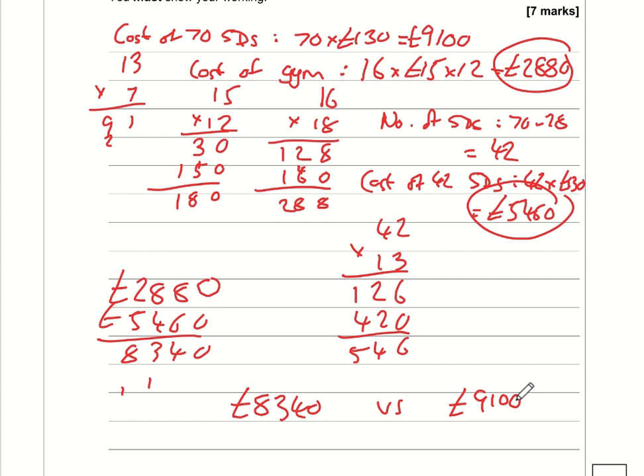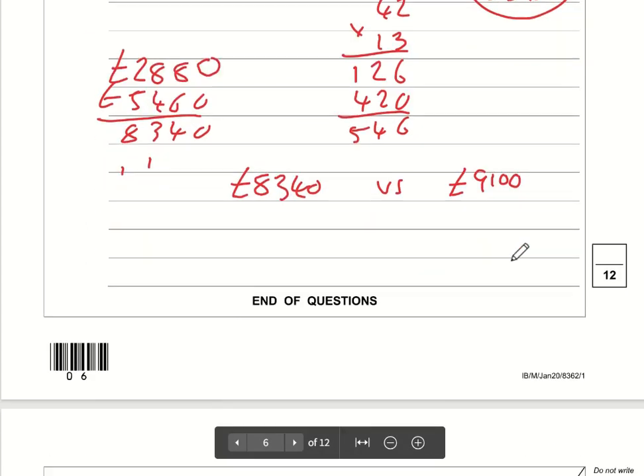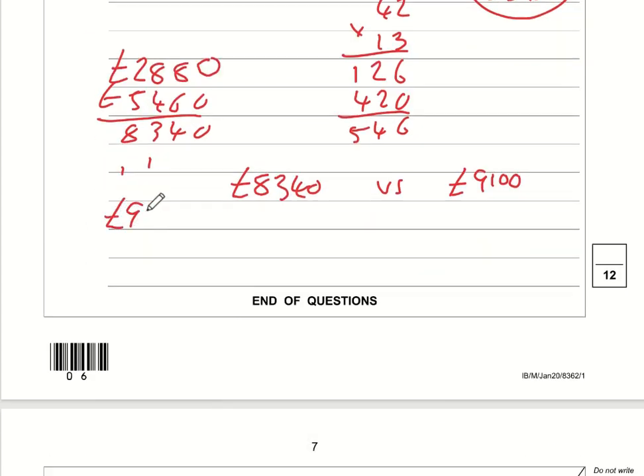So what is the difference between these two amounts? So let's just work that out. 9,100 take away 8,340. 0 minus 0 is 0. 0 minus 4 can't be done. Turn the 1 into a 0, and this 0 becomes a 10. 10 minus 4 is 6. 0 take away 3 can't be done, so 9 becomes 8, so this becomes a 10. 10 minus 3 is 7, and 8 minus 8 is 0. So they have saved £760.